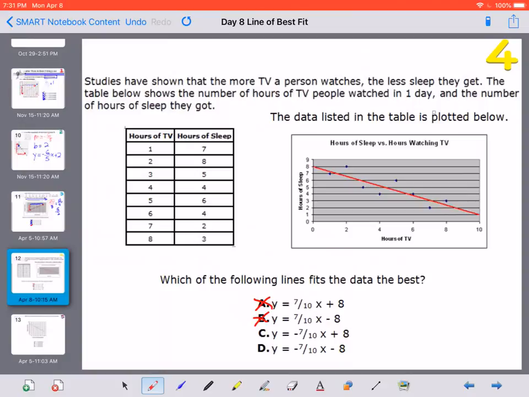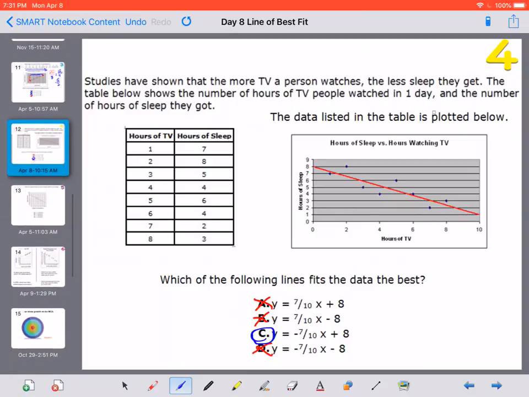Now, it does start at a positive 8, not a negative 8. So for this one, C is the answer. We didn't even need to do any math for this one. Sometimes it's as easy as that. You got to make sure you're looking at it closely while you're doing these.